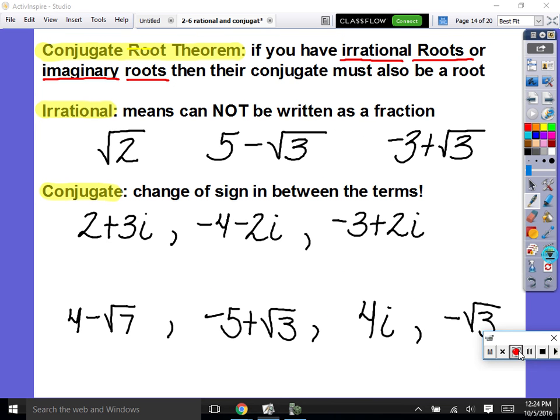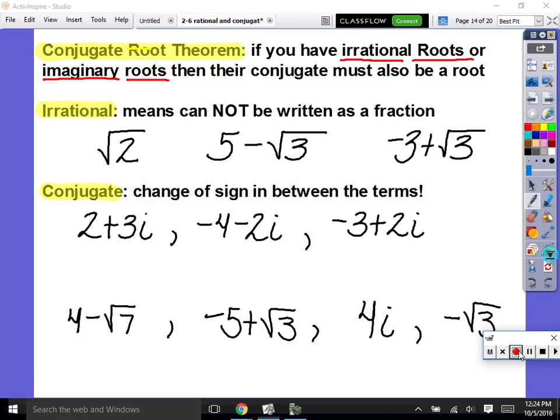Well, there's the next thing. Everybody listen very carefully. This is really important. The conjugate root theorem. So the conjugate root theorem says if you have an irrational root, meaning can't be written as a fraction, or imaginary root, then their conjugate must also be a root. So conjugate pairs are, if you have imaginary solutions or irrational solutions, their conjugate has to be a solution. They only come in conjugate pairs.